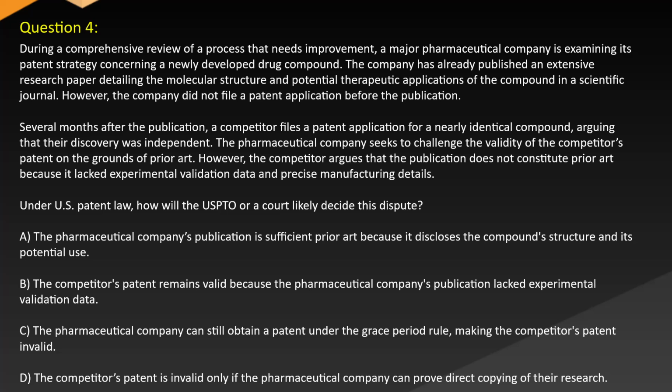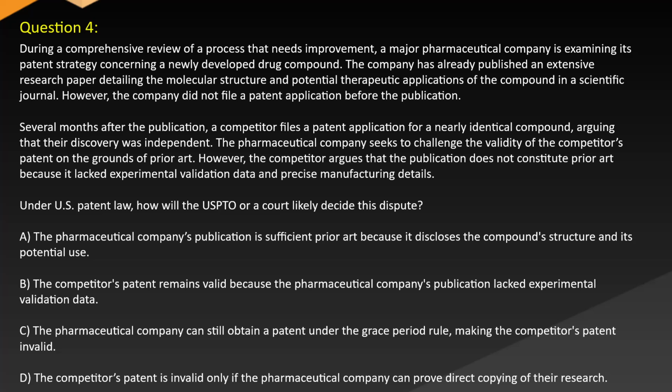Question 4. During a comprehensive review of a process that needs improvement, a major pharmaceutical company is examining its patent strategy concerning a newly developed drug compound. The company has already published an extensive research paper detailing the molecular structure and potential therapeutic applications of the compound in a scientific journal. However, the company did not file a patent application before the publication. After the publication, a competitor files a patent application for a nearly identical compound, arguing that their discovery was independent.